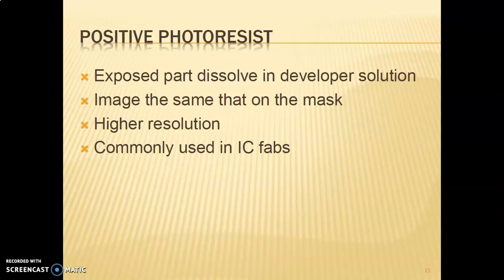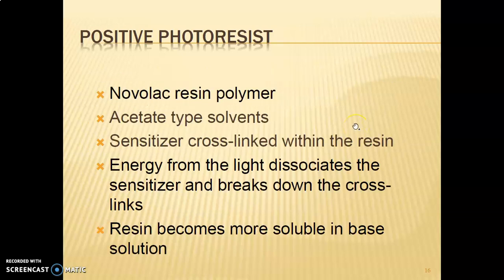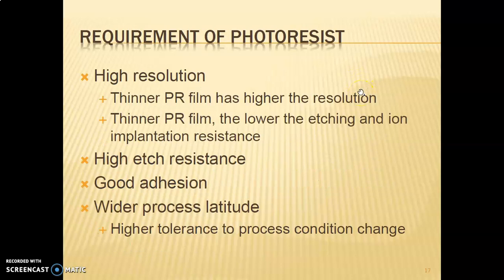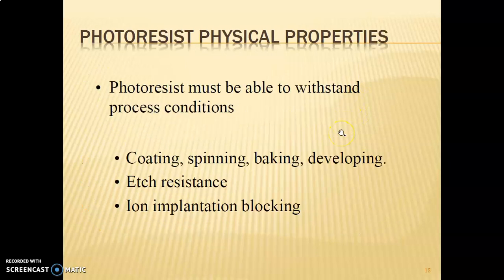Now we will discuss the positive photoresist. The exposed part dissolves in the developer solution. The image is the same as that on the mask. It gives high resolution and is commonly used in IC fabrication. This is the comparison between positive and negative photoresist. Energy from the light dissociates the sensitizer and breaks down the cross links. We are not discussing this in detail.